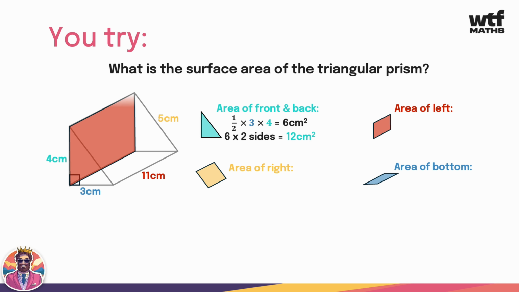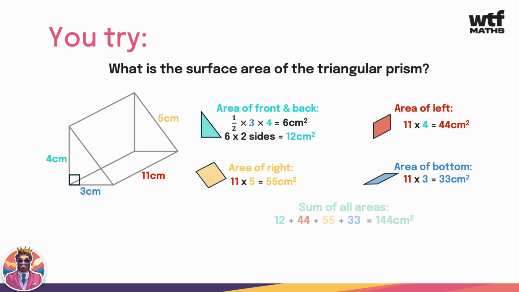The next thing we want to do is find the left side. Now this is a rectangle, and it's going to be 11 by 4, which is 44 centimeters squared. The next thing we want to do is find the right side here, so it's going to be 11 times 5, which is 55 centimeters squared. And lastly, we want to find the bottom, which is 11 times 3, which is 33 centimeters squared.